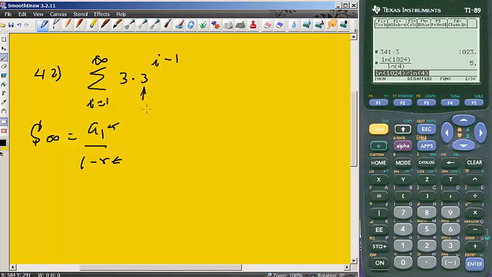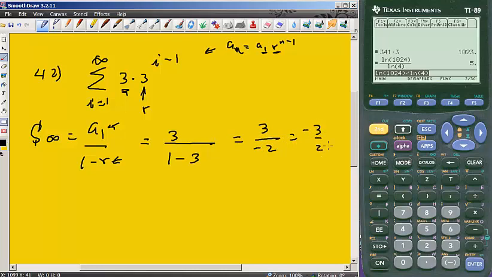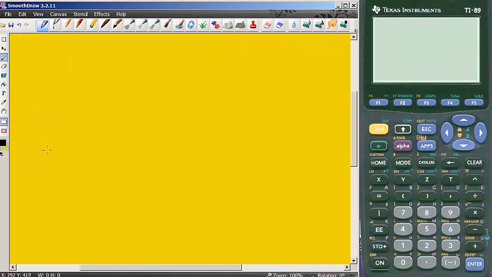Well, this is going to be my r. If you notice, this looks a lot like a sub n equals a sub 1 times r to the n minus 1. So that's my r, and that's my a sub 1. So my a sub 1 is 3, and my r is 3 also. And that is going to give us 3 over negative 2, which is negative 3 over 2. So if you keep going forever and ever and add all these up, you're going to get negative 3 over 2. Alright, that was easy. So these are actually easy. So let's go to the last one.